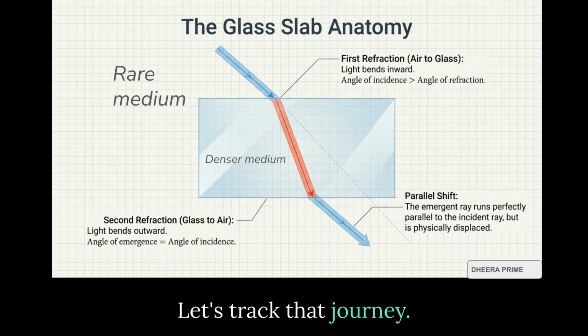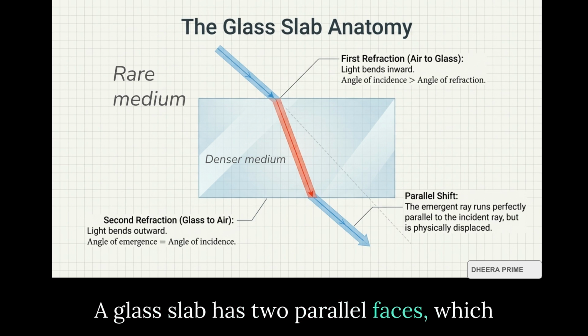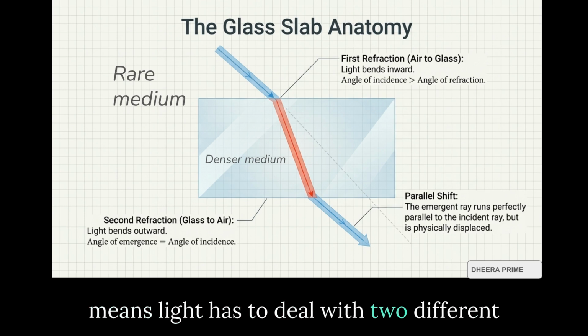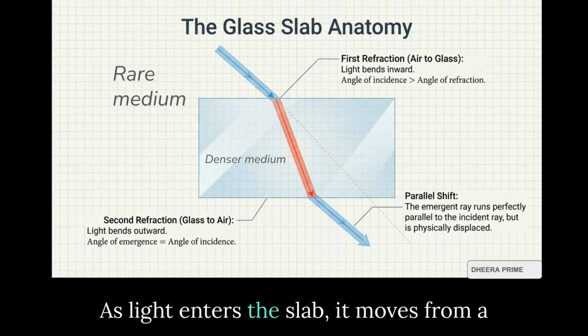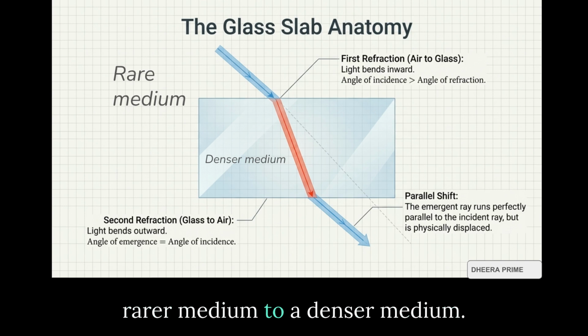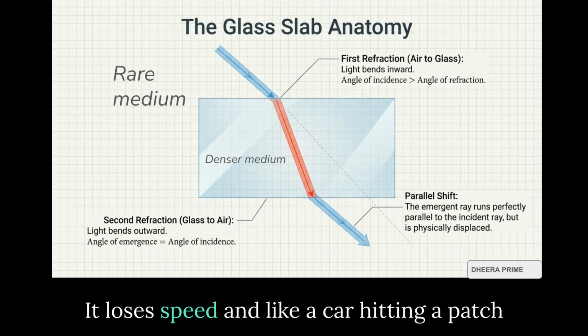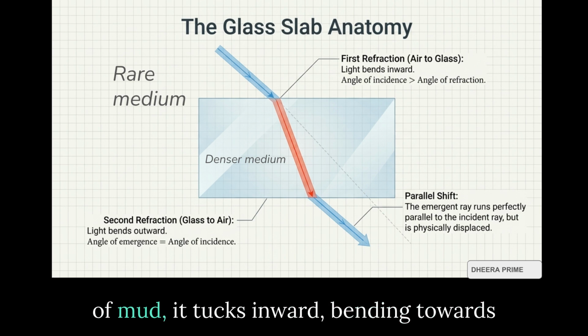Let's track that journey. A glass slab has two parallel faces, which means light has to deal with two different boundaries. The entry, air to glass. As light enters the slab, it moves from a rarer medium to a denser medium. It loses speed and, like a car hitting a patch of mud, it tucks inward, bending towards the normal.